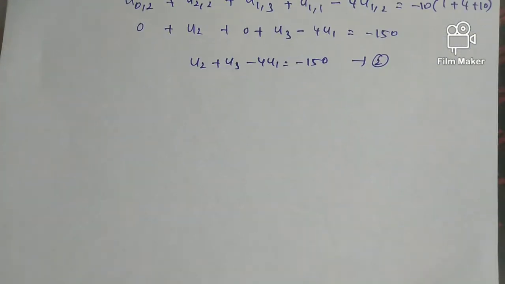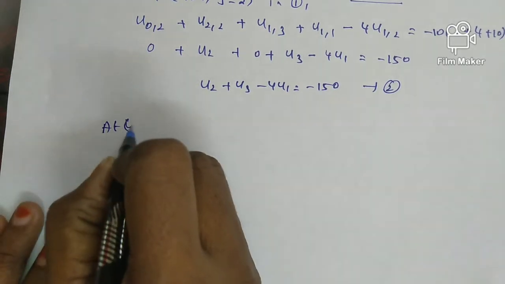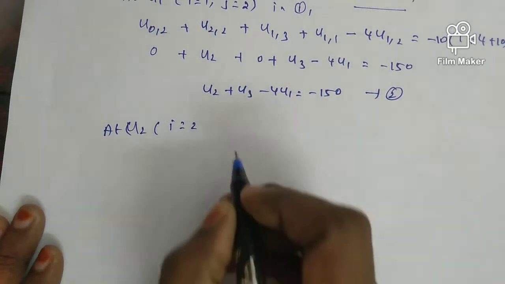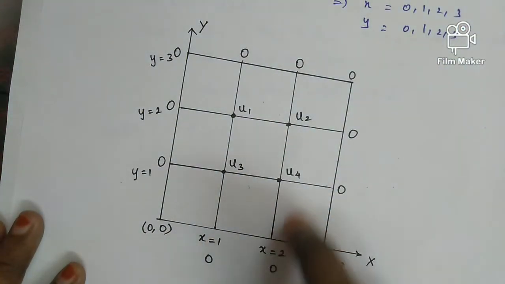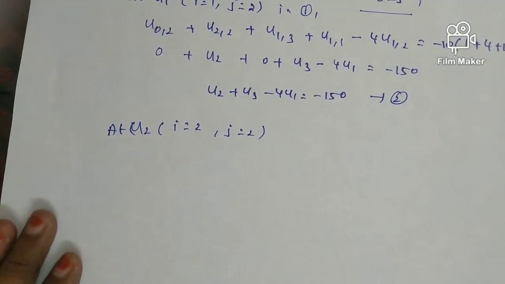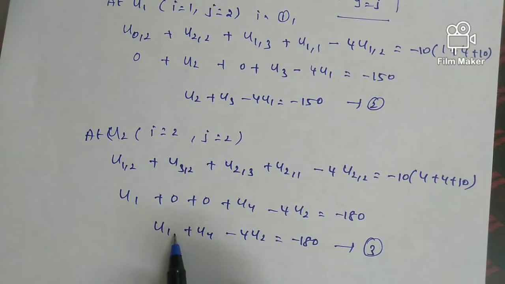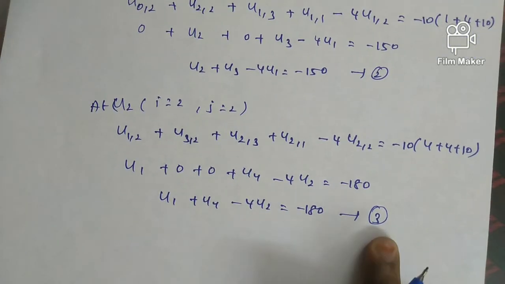Likewise, the next point is u2. So, at u2, i equal to 2 and j equal to 2. Look at the diagram. At u2, the i value is 2 and the j value is 2. So, we have to substitute i equal to 2 and j equal to 2 in equation 1. Substituting, we get u1 plus u4 minus 4 u2 equal to minus 180. This is our equation 3.